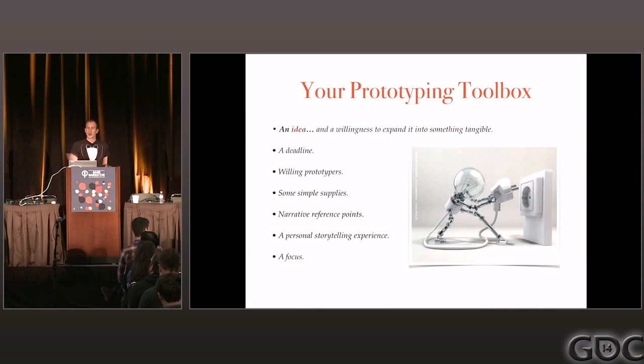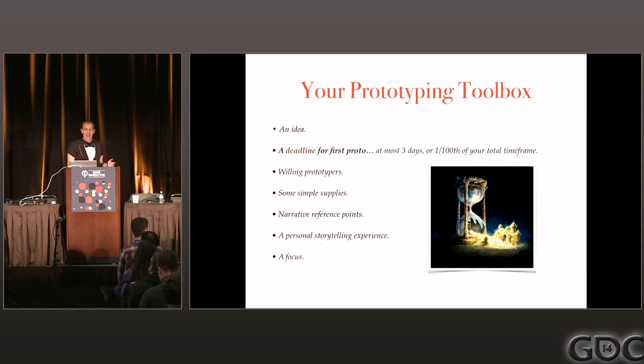The first thing is what you want before you get started. This is a set of the things that you really need to have before you begin prototyping. You need an idea, which is pretty obvious. You need an idea that you're excited about for a game and a willingness to expand it. Second thing, believe it or not, I would say for a narrative prototype is you need a deadline. And I try to make this thing quickly if I can, because it should be disposable. It will change. I spend at most 3 days or 1/100th of my total time frame on this prototype.